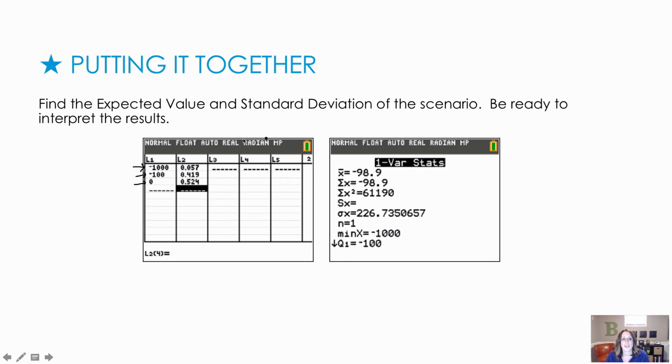From here, I just let my calculator do 1-variable stats. And again, the 2 that I'm caring about here are my expected value and my standard deviation. These are the 2 I care about. So what does that mean?